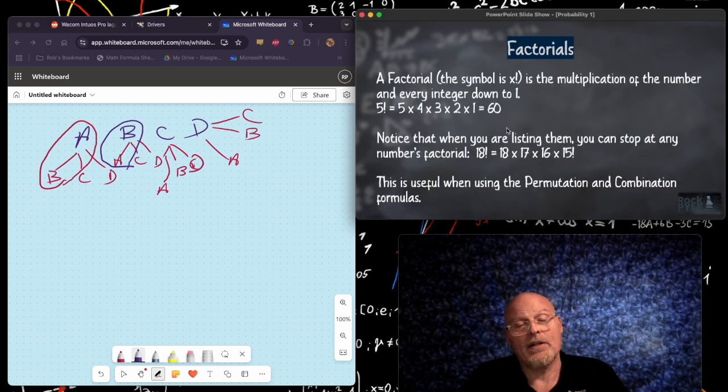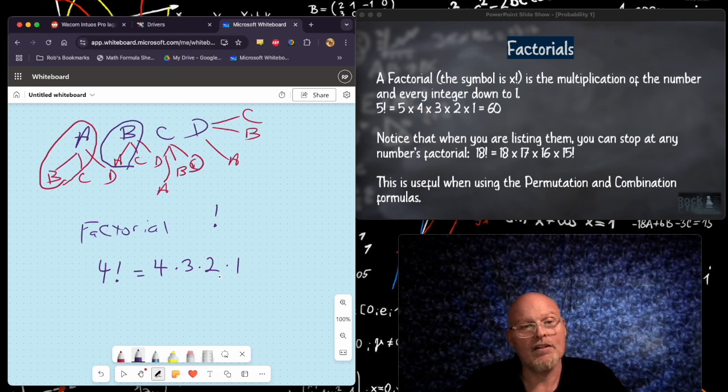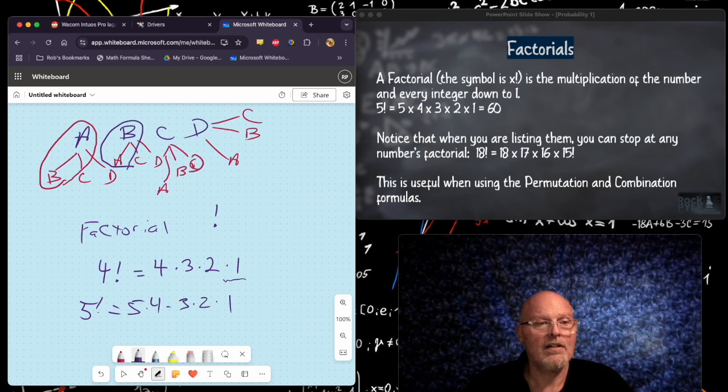Now you'll notice that I've been doing a lot of multiplying, and we have a function for that called the factorial. So a factorial, the symbol is the exclamation point. And if I put 4 factorial, that means the number itself times each integer less than it down to 1. And the 1 is really kind of optional because it doesn't do anything, but for completeness, it goes all the way down to 1. And so the example I used here was 5 factorial is 5 times 4 times 3 times 2 times 1. And we've got 20, 60, 120.